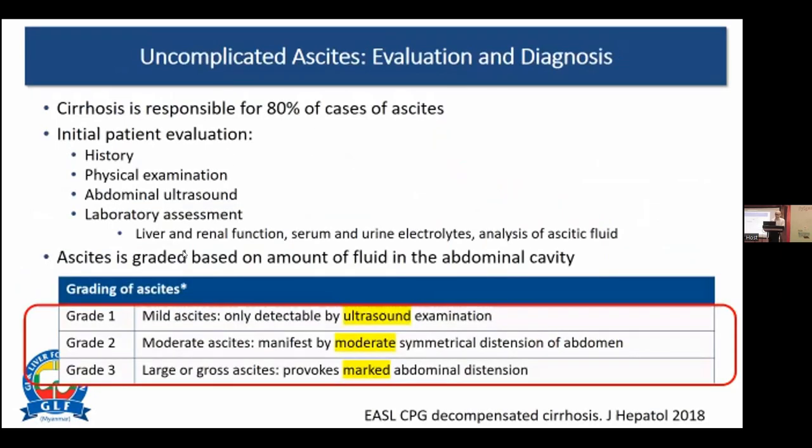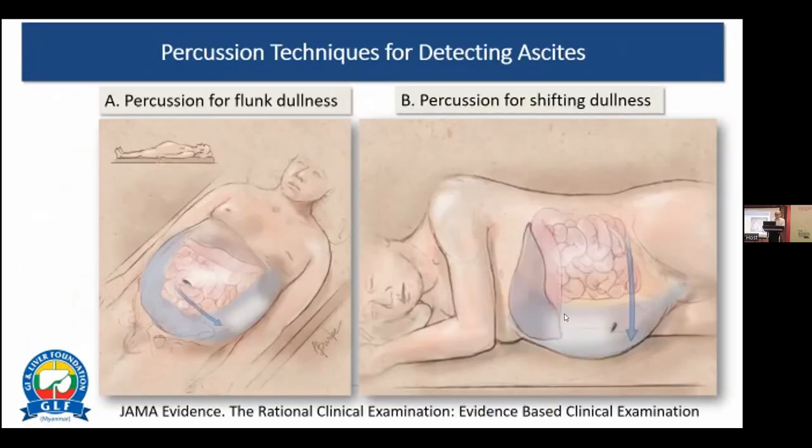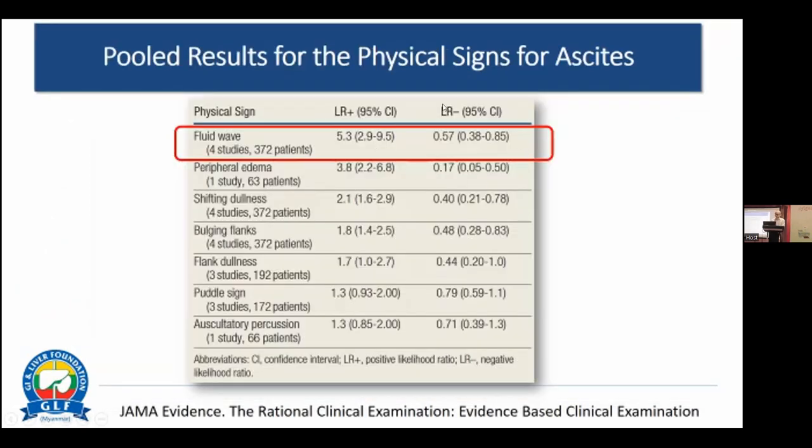Ascites is graded as grade 1, grade 2, and grade 3. Grade 2 is moderate symmetrical distension of the abdomen, and grade 3 is gross, massive ascites. We can also use palpation and imaging. We all know the percussion technique for ascites, which increases the likelihood of detecting ascites on physical examination.